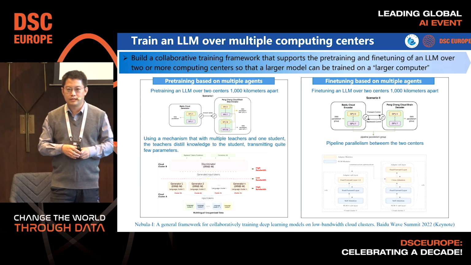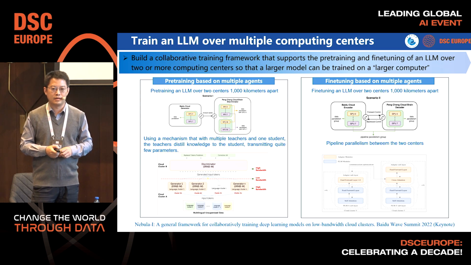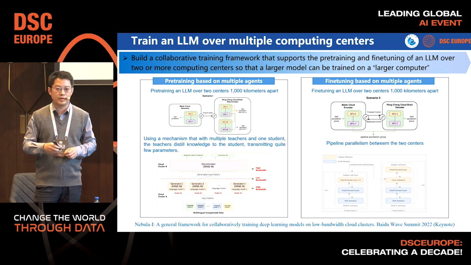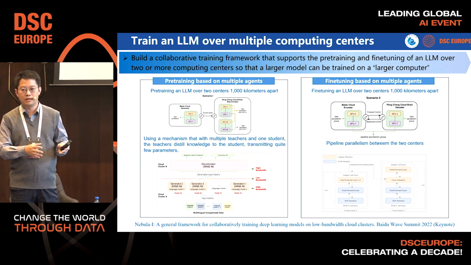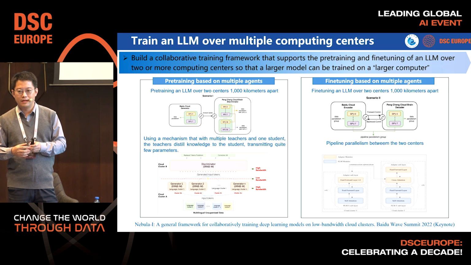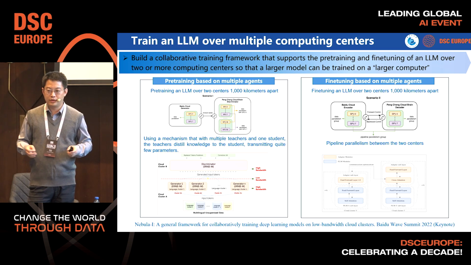This one was a collaboration between Pengcheng Laboratory and another IT company named Baidu in China. We have built an experiment platform between two cities in China. One is called Wuhan, one is called Shenzhen. The two centers are located remotely, 1,000 kilometers apart. We have built two scenarios. One is for pre-training and one is for fine-tuning.